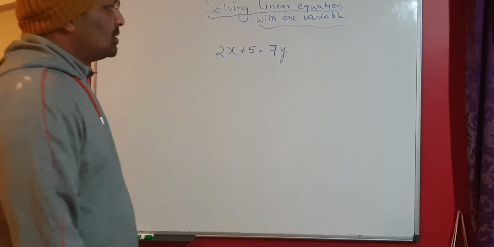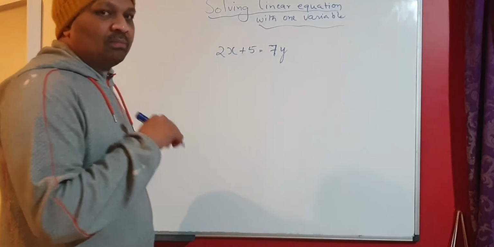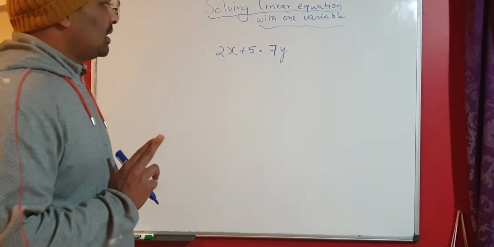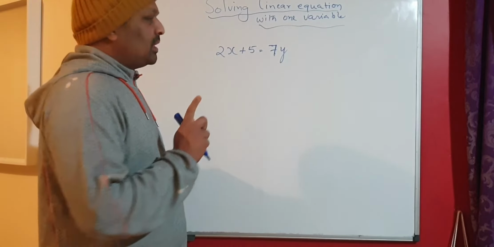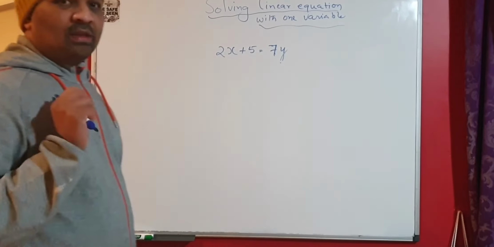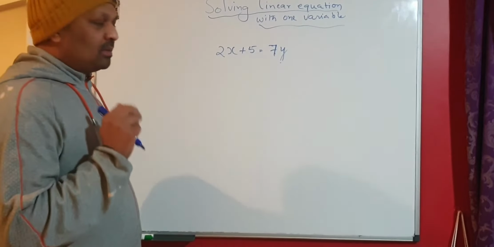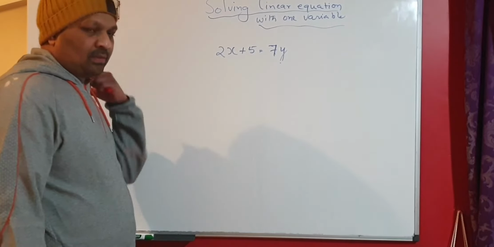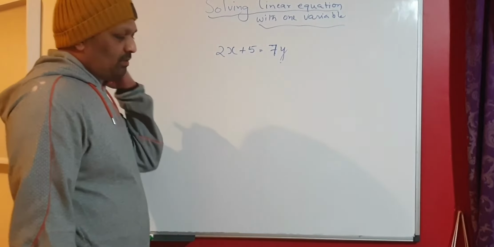Okay, so we cannot solve this problem. There is only one equation, but there are two variables. In order to solve two variables, we need two equations. That is why with a single equation, we cannot find out the values of two variables. Okay, so that is why it is not possible. We cannot do this one.